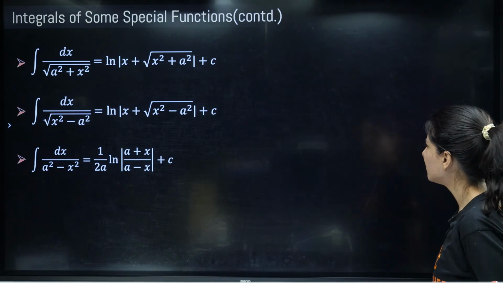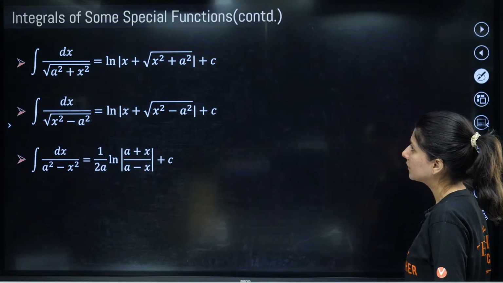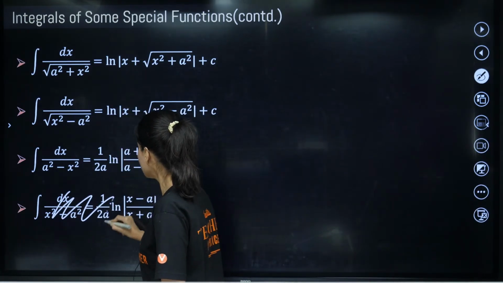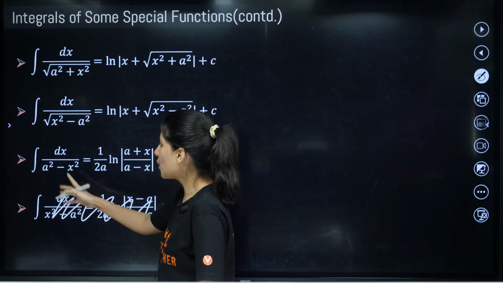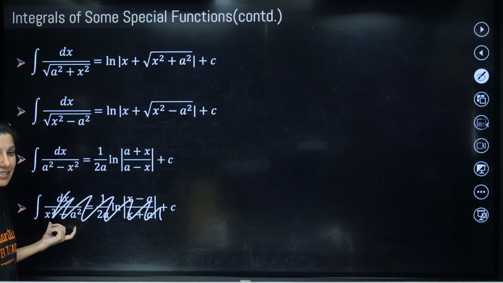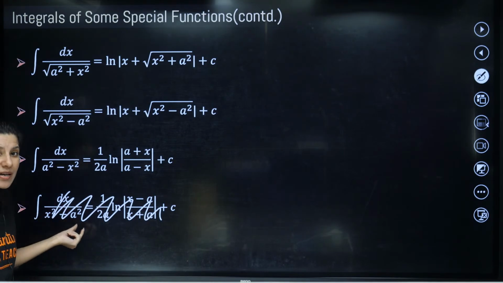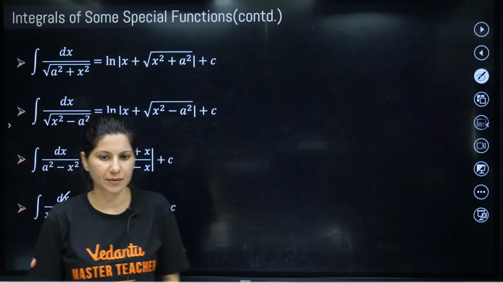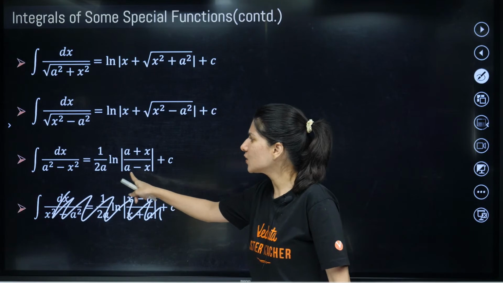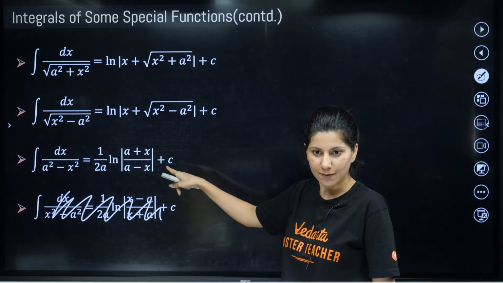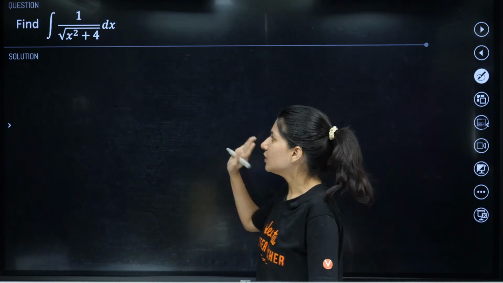And this you don't have to remember. Only remember this, because if you remember a square minus x square, and in case the situation arises that you have to figure out x square minus a square, you just take the minus sign out and put it over here. So 1 upon a square minus x square is 1 by 2a log of a plus x upon a minus x. So let us focus on this.